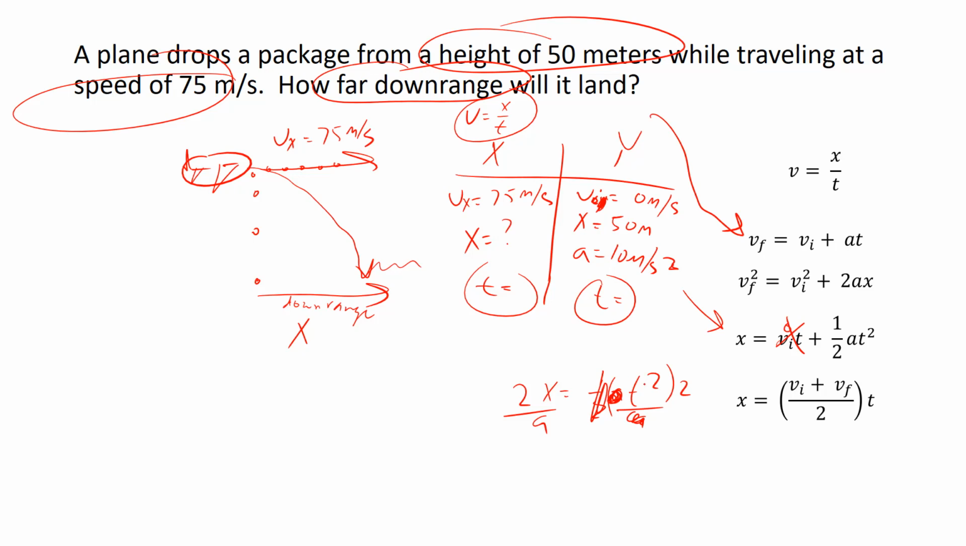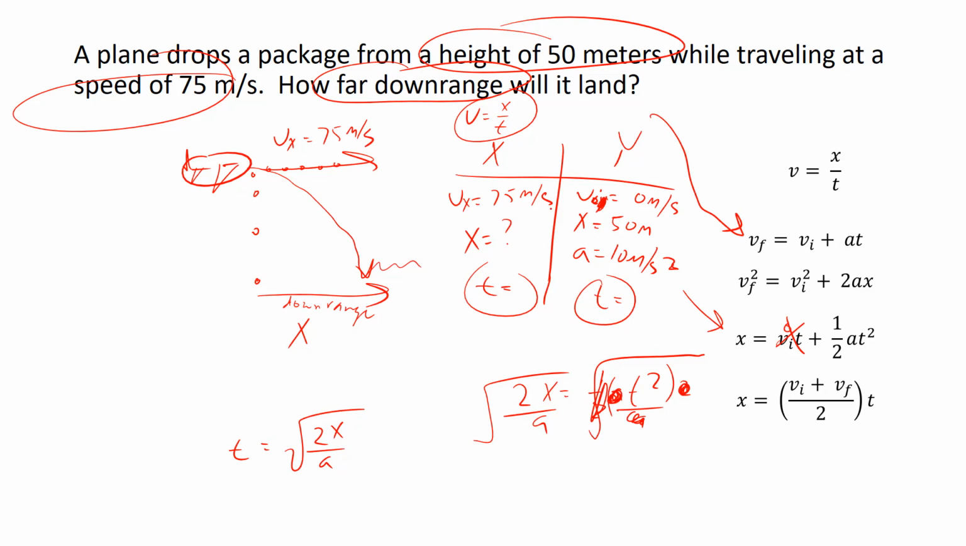And next, if I want to get rid of the t squared, I'm going to take the square root of everything here. I already got rid of that. So I'm going to take the square root of everything here, and I get a simplified version of this equation: time equals the square root of 2x over a.